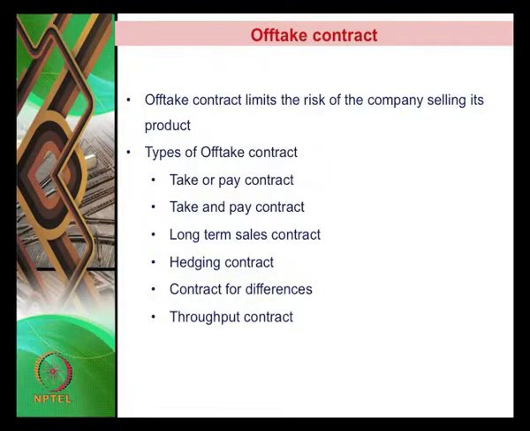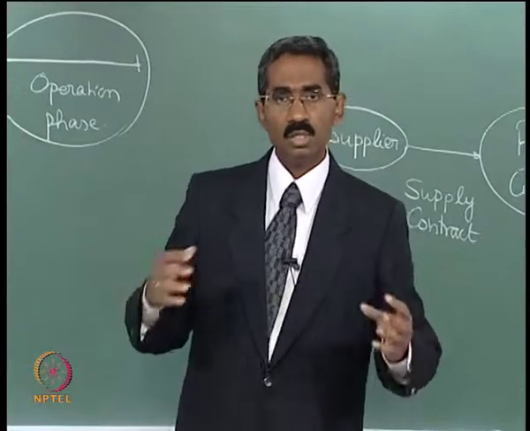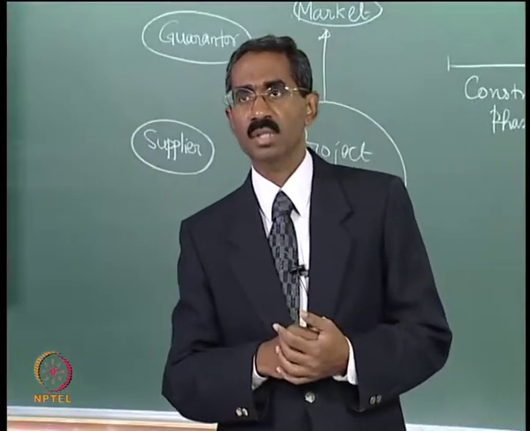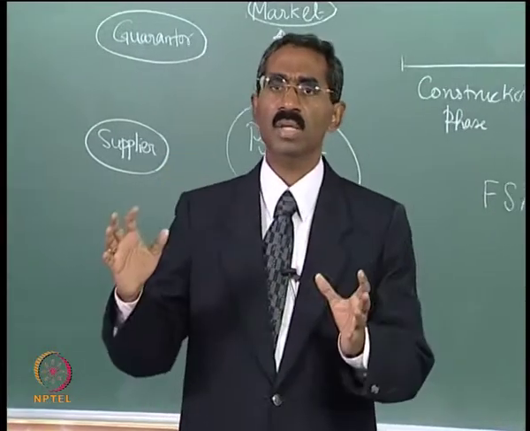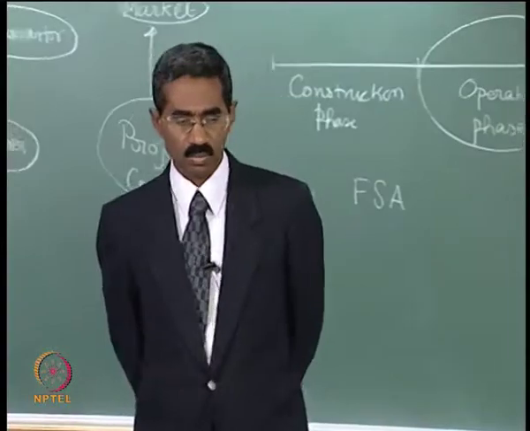Let us look at the offtake contract first. What is the major objective of the offtake contract? The objective of the offtake contract is to limit the risk of the company selling its product. Right? If the product has been produced and the project is not able to sell the product, then it is a lot of risk. So to eliminate the revenue risk, the project company signs an offtake contract. There is a confirmed buyer for the offtake contract.